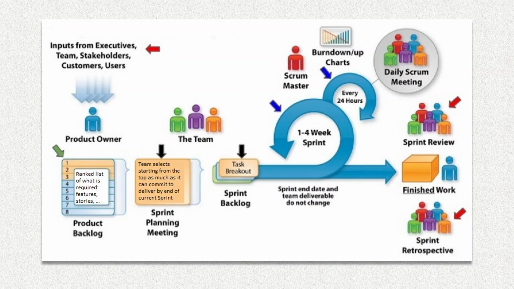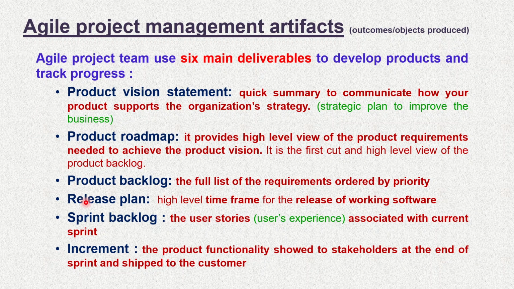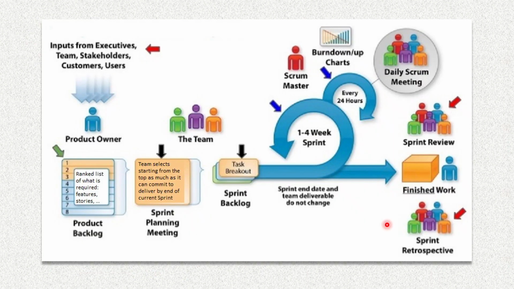Okay, so what is product backlog? All the requirements of the project, from where will we get them? The input comes from the executives of the business, the team of the company, the stakeholders, customers, users, everyone will give us input. Based upon that, we create a product backlog. Now what is a product backlog? As we discussed already, the product backlog is the full list of requirements ordered by priority 1, 2, 3, 4, 5. Now once we have these requirements, we are going to divide them part by part.